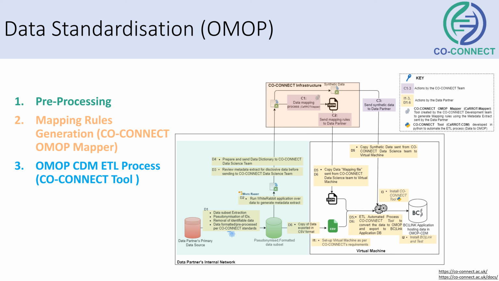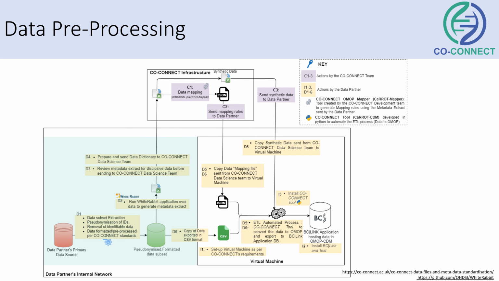This document provides detailed information of each step labeled on the diagram. The document can be accessed via the link mentioned on the slide. The first step of the data standardization is the preprocessing of the data by the data partner according to the guidelines provided by the CoConnect data team. This involves the restructuring of the data if needed.